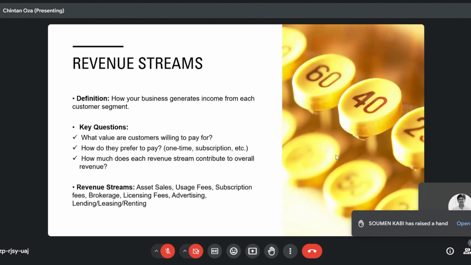All right. So let us look at the next pillar, which is revenue stream. The definition is how your business generates income from each customer segment. Where is the business coming from, where is more revenue coming from. Please document and understand the gravity of revenue. If you cannot sell, you cannot survive.